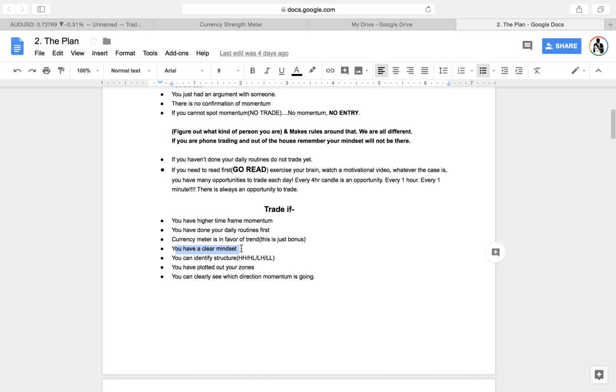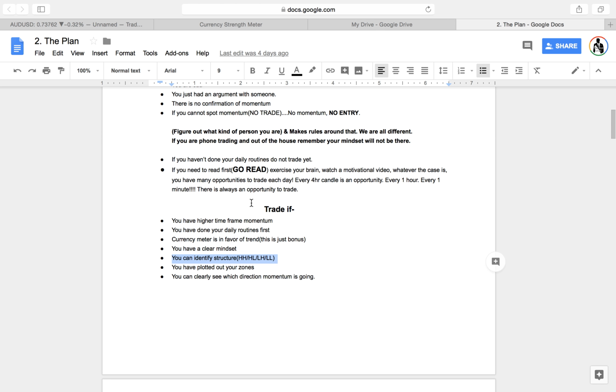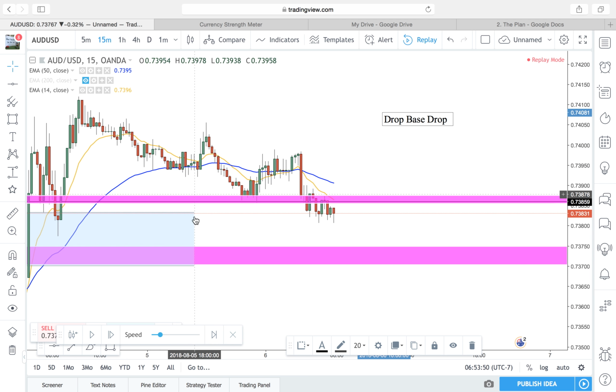You have a clear mindset. This is personal. You can identify structure. Did price have lower lows and lower highs if we were going down? Yes. Lower low, lower high, lower low, lower high. We were making a lot of lower lows and lower highs. You plotted out your zones. Did I have my zones plotted out? Yes, on 4 hour. We're in between zones.